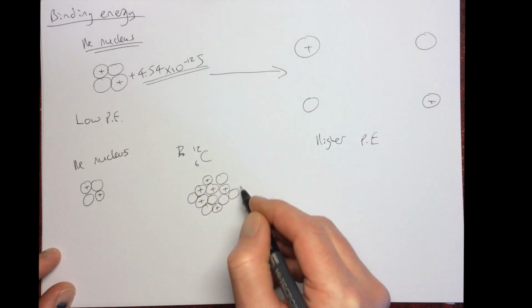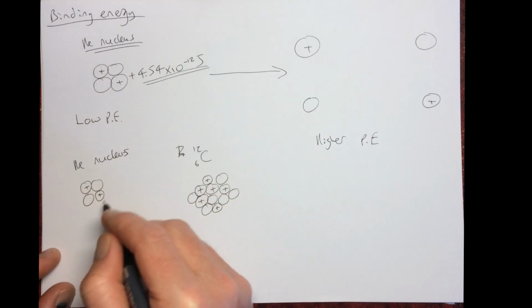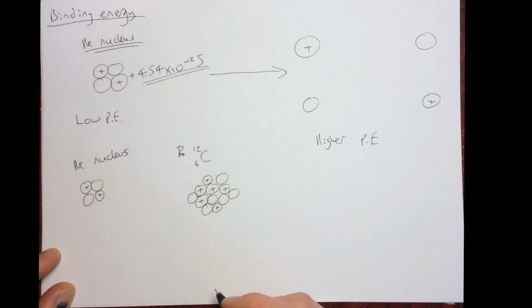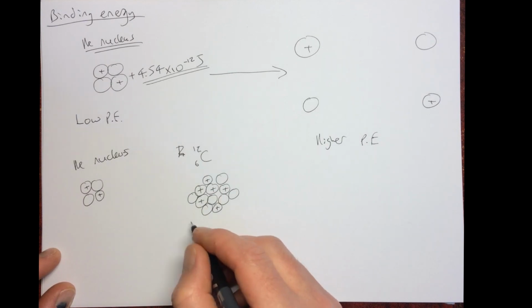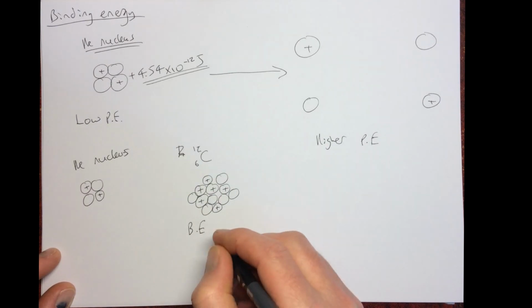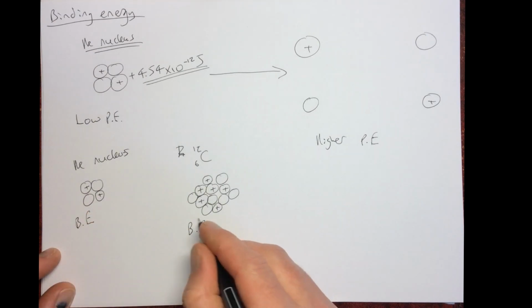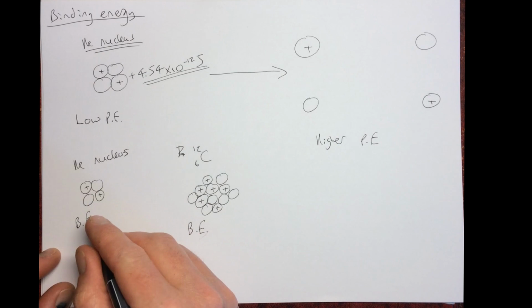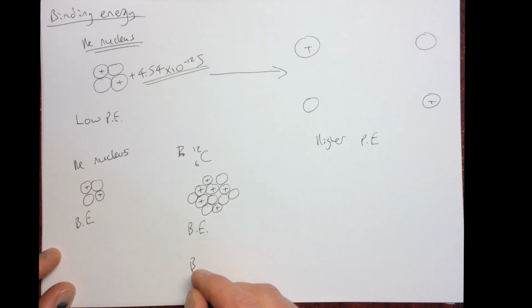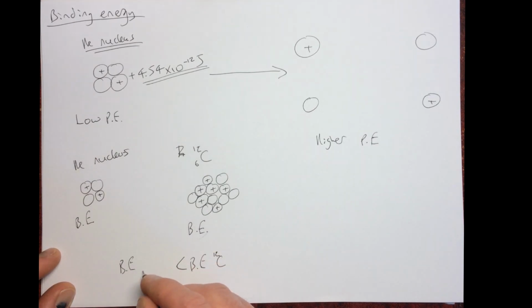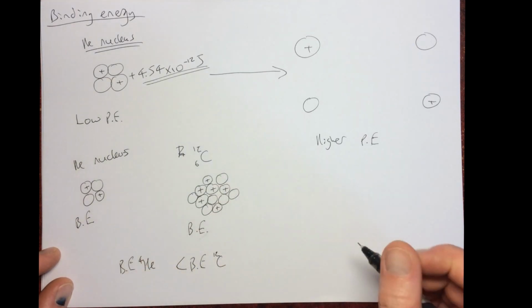So this nucleus is obviously bigger than the helium nucleus. There's more components to it, okay? This will have a higher binding energy, okay, if we call it the BE. The binding energy of this will be greater than this, okay? So the binding energy of carbon 12 is going to be greater than the binding energy of helium 4, okay? Why is that? Well, there's more nucleons.